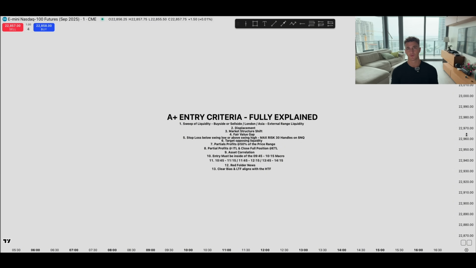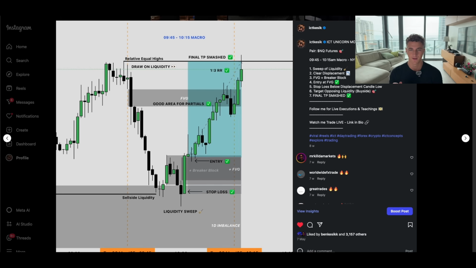So now that we've gone through all of that, I'm actually going to be showing you a few live trading examples so you guys can see this actually playing out in real time. Let's jump straight into it. All right, guys, so here we have an A+ entry criteria checklist, a bullish example.